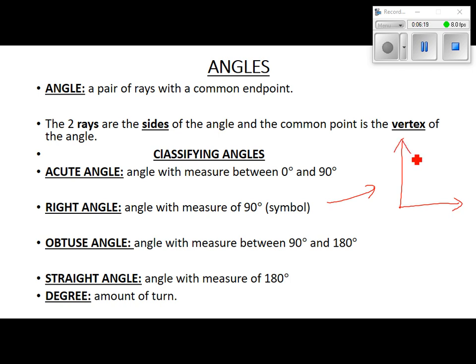Is that a right angle? No. Not until you know for sure, right? What would they put in the picture to tell you that that's a right angle? That little box. All right, so maybe make sure you know that.